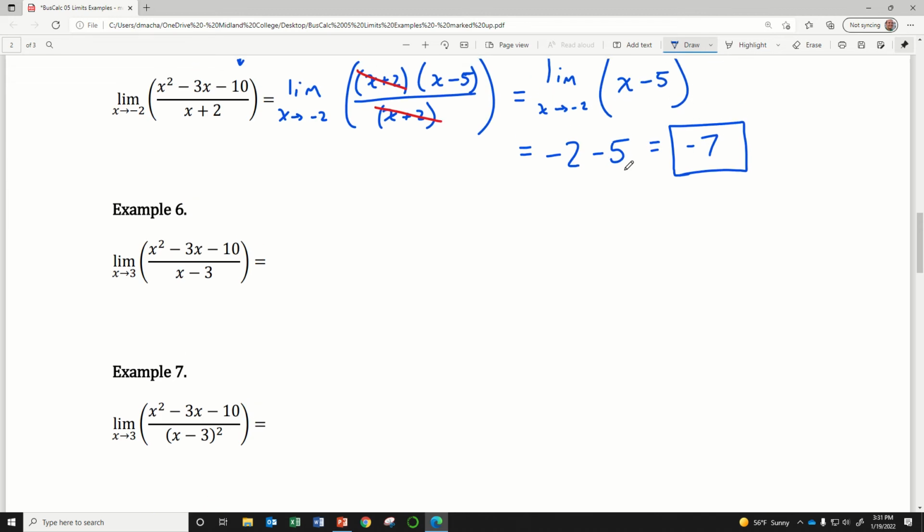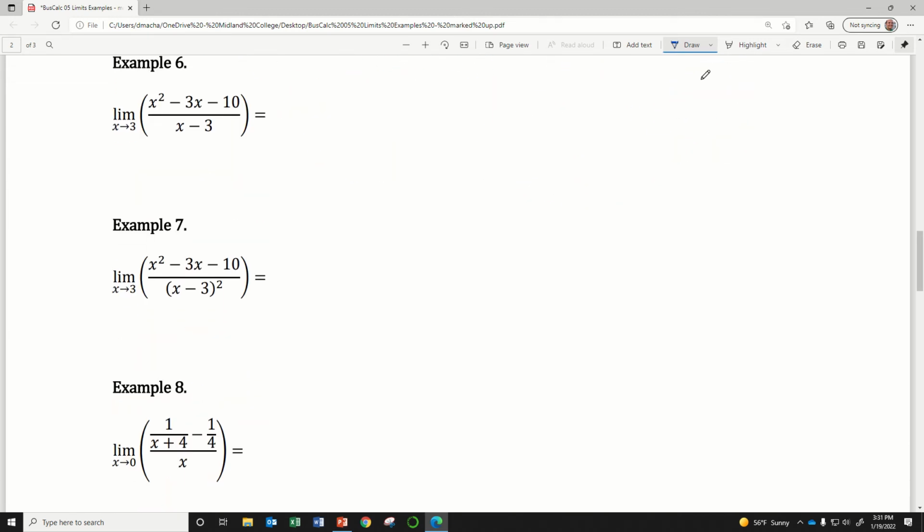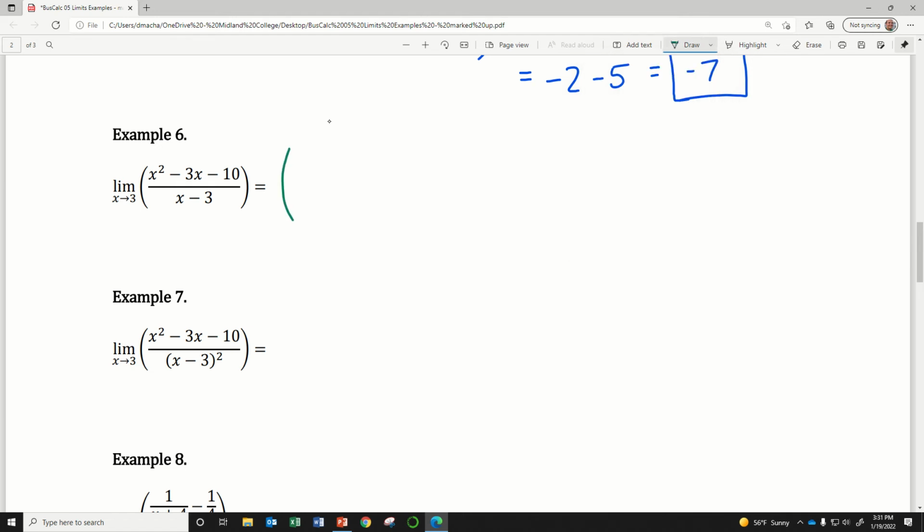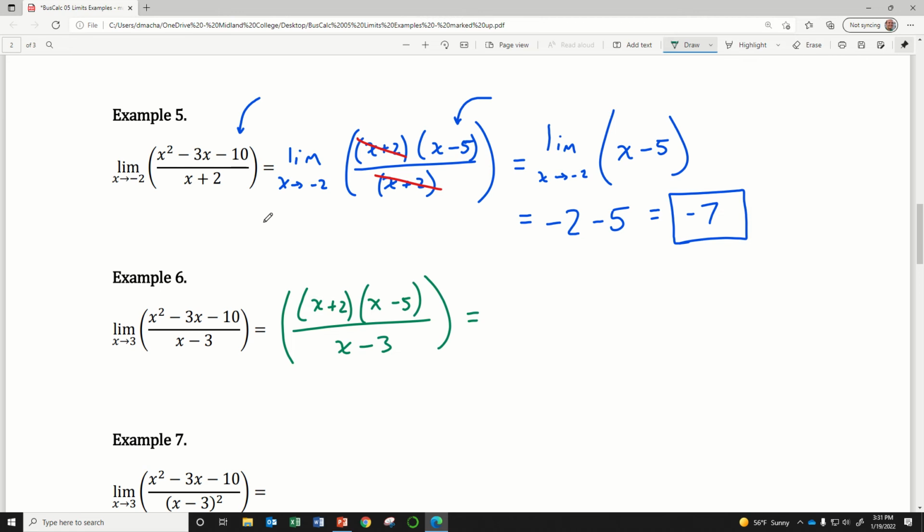And example 6 looks a lot like example 5, except that we're evaluating a different limit. In example 6, we're concerned more about the limit as x approaches 3. So I can factor it just the same way I did before. We factored the numerator as x plus 2 and x minus 5, and the denominator is x minus 3. Oh, I see. It's not quite the same rational function in the denominator. Now we have x minus 3.